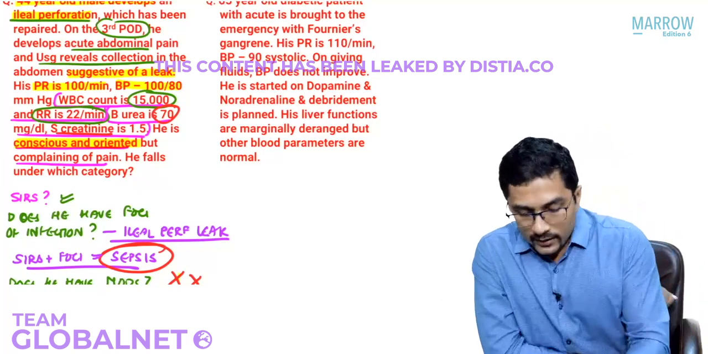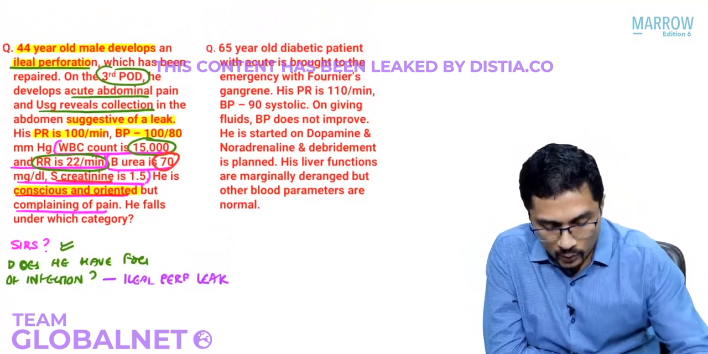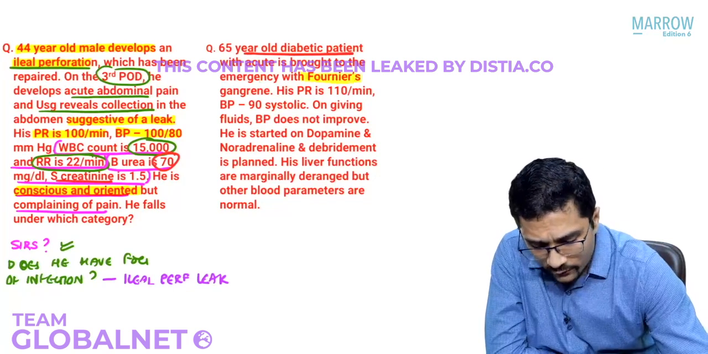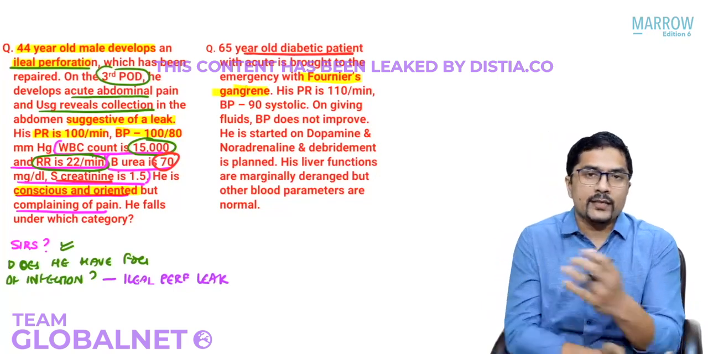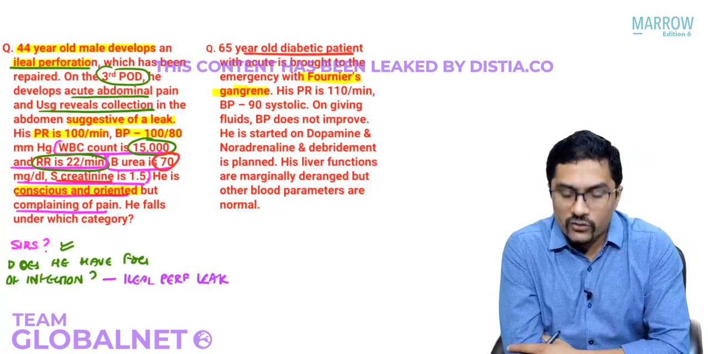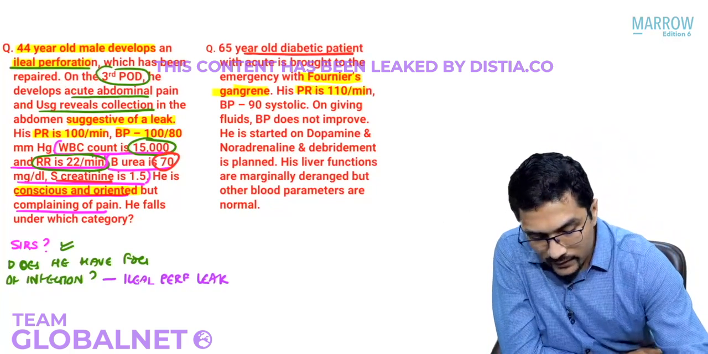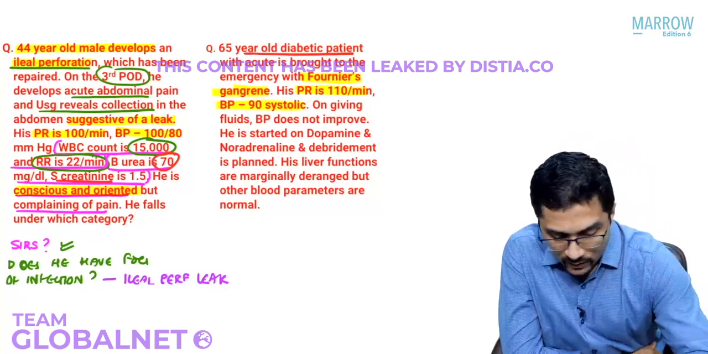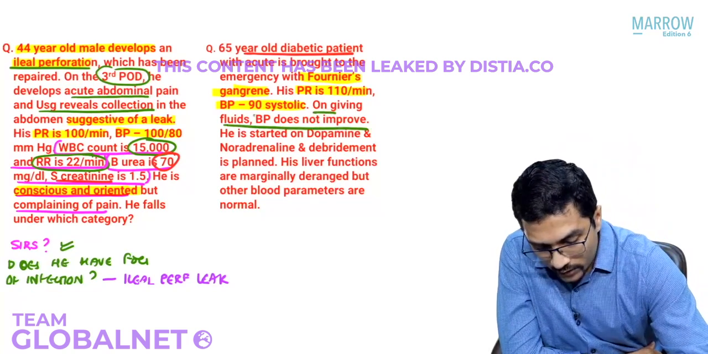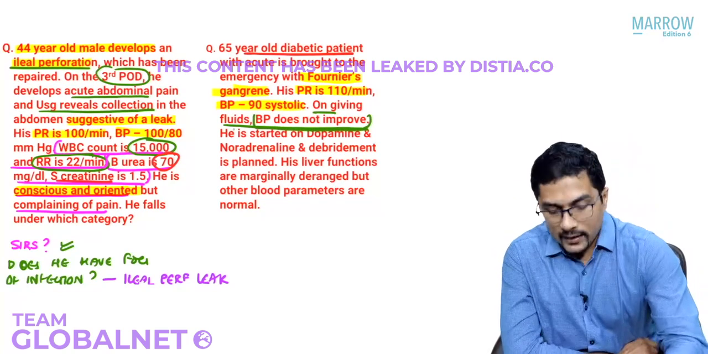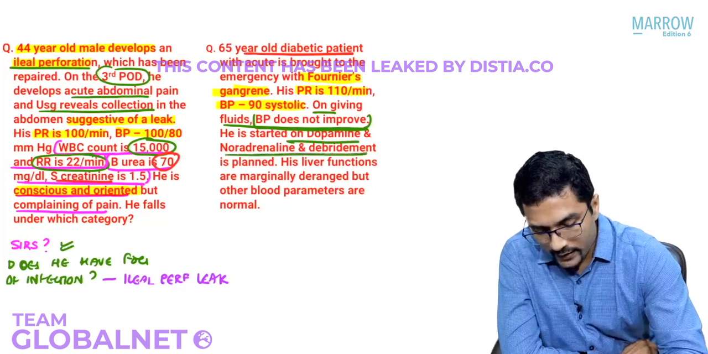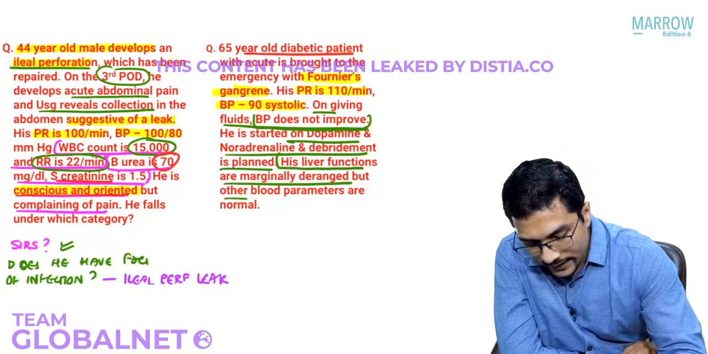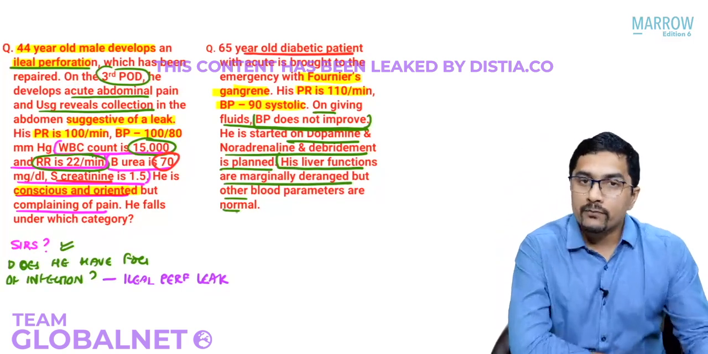Okay. Let's look at another patient. We'll follow the same approach. You have a 65-year-old diabetic patient who's been brought with Fournier's gangrene. Fournier's gangrene, you know, is necrotizing fasciitis of the perineal region. The pulse rate is 110. So, tachycardia, BP is 90 systolic. BP is also falling. On giving fluids, BP does not improve. Okay. He is started on dopamine, noradrenaline and debridement is planned. His liver functions are marginally deranged but other blood parameters are normal.